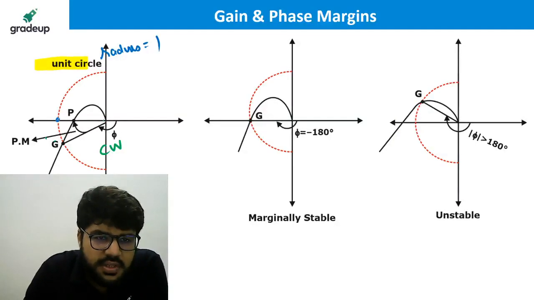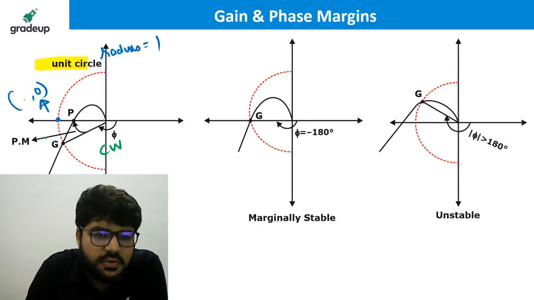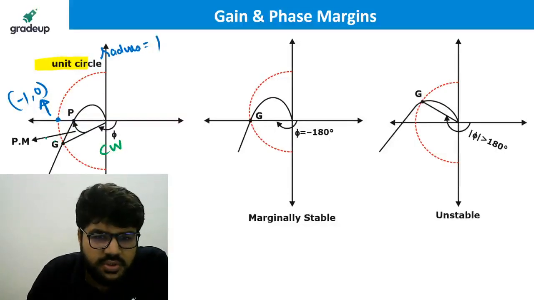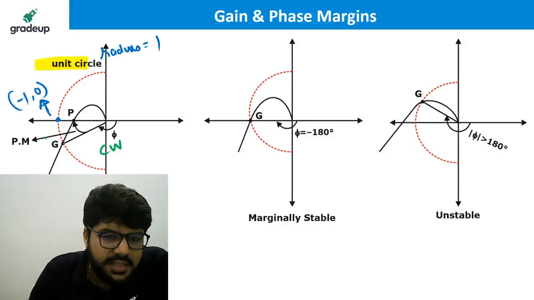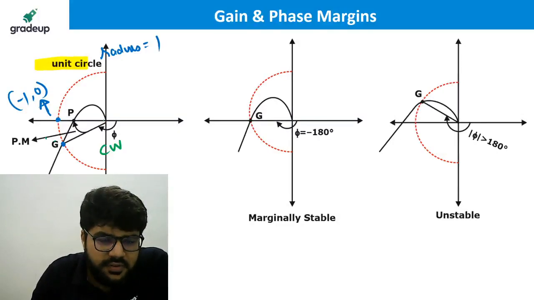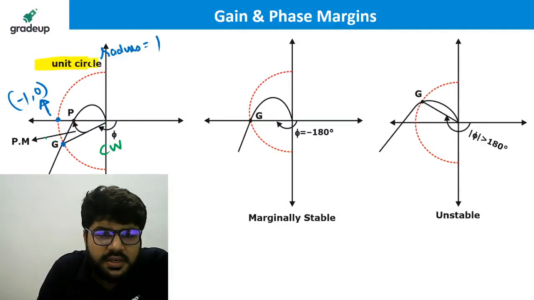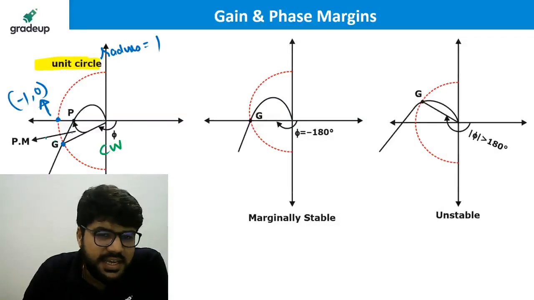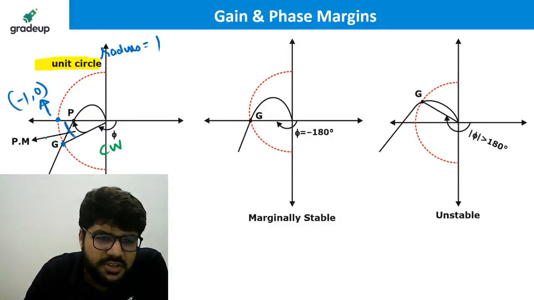Yes. So this was my important point, -1, 0. Earlier the point B is before the -1, 0, so the system was stable. This is my important point G, where the Nyquist plot cuts the unit circle. And I was talking about changing the phase. Yes, I can change the phase by this much of margin.